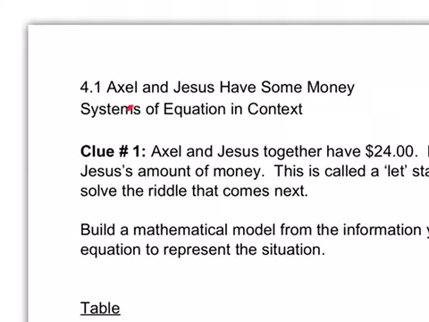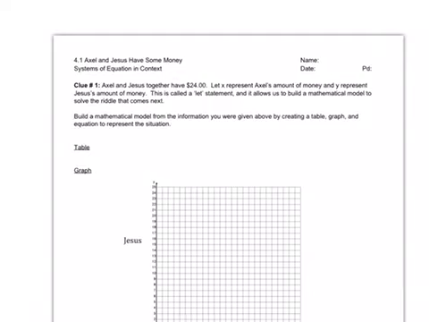So that means we're going to look at a pair of equations attached to a story, and in this case it's a story about Axel and Jesus, and they have some money. There are going to be 3 different clues, and one by one we'll build this system of equations and then solve it in order to solve a riddle about Axel and Jesus.